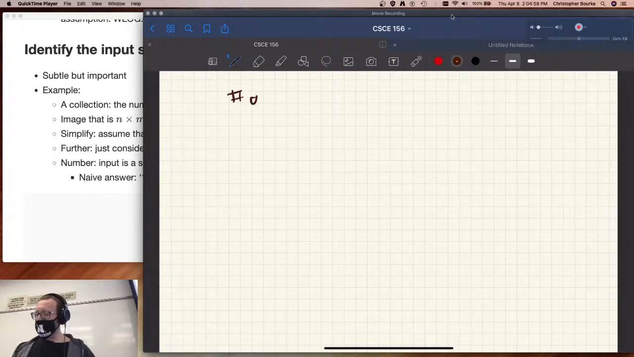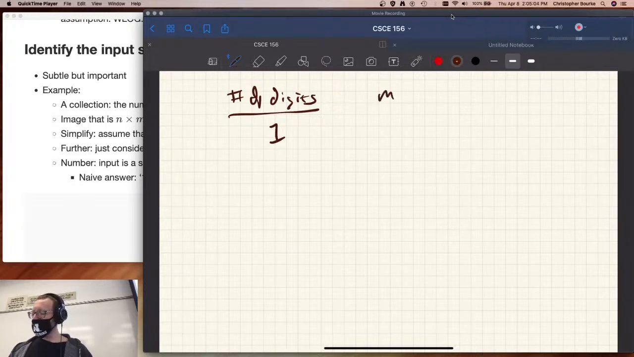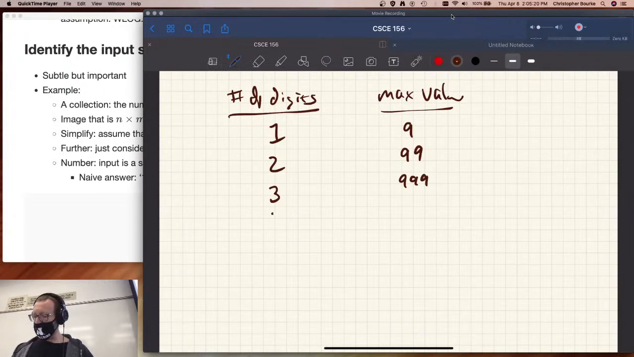What if I gave you a number of digits? What if I only gave you one digit? What is the maximum value that you could write down? 9, right? What if I gave you 2 digits? What's the maximum value that you could write down now? 99. 3 digits? 999. And you can start to see a pattern emerge here. What if I generically gave you D digits? What's going to be the value now?